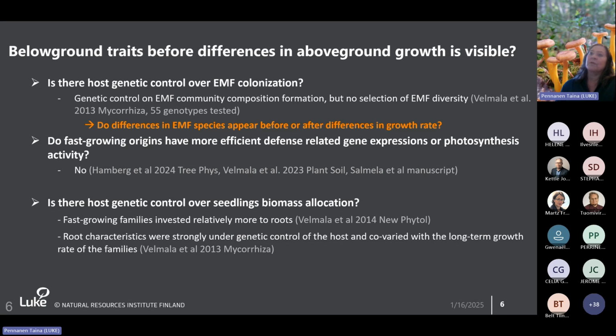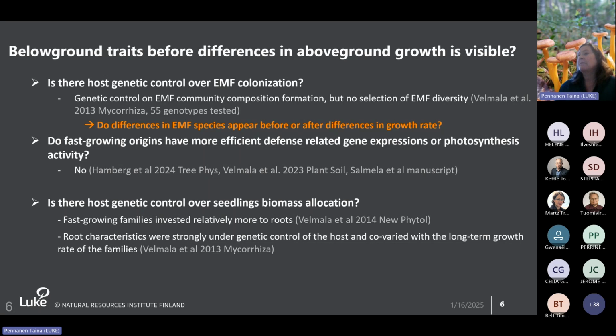But of course, that didn't give us an answer to whether the differences in the ectomycorrhizal species composition appear before or after the differences in growth rate. And that's why we established an experiment I will tell you about today. Then, I just mentioned that one possible explanation is a more efficient defense-related gene expression, so that mycorrhizals are defended away.